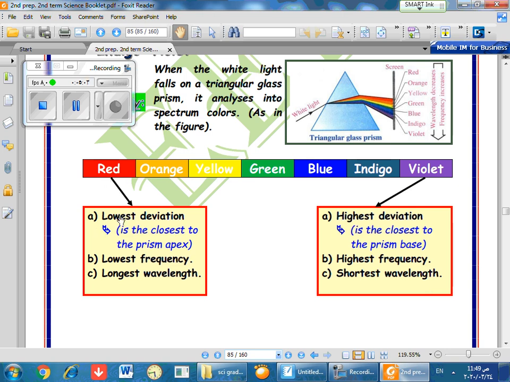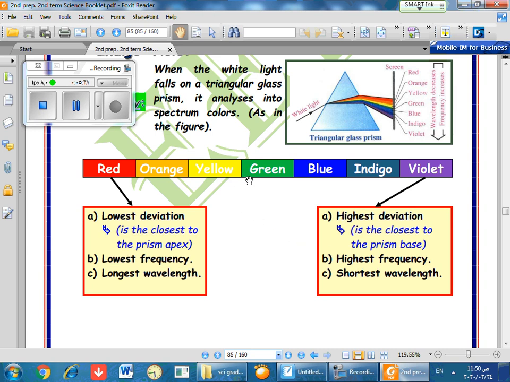Red has the lowest deviation, it is closest to the prism apex, lowest frequency, longest wavelength. In lesson 1 in this unit, we talked about the relation between frequency and wavelength. It has an inverse relation. So longest wavelength means lowest frequency. Okay? Violet has highest energy, highest deviation, highest frequency, shortest wavelength.